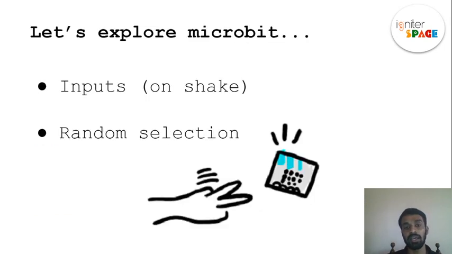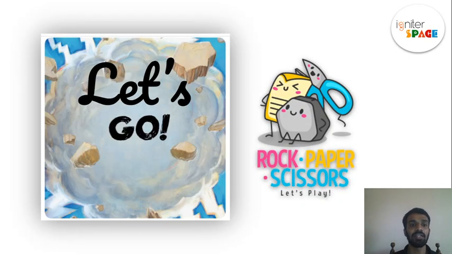Whenever we are doing a computer program, we need inputs, right? So as our program's input, we're gonna take the on-shake block. The on-shake block works with the accelerometer. Whenever you shake the Microbit, it detects it and runs our program, and then a random selection, one of rock, paper, scissor, will be shown when you shake the Microbit. Now let's get started.